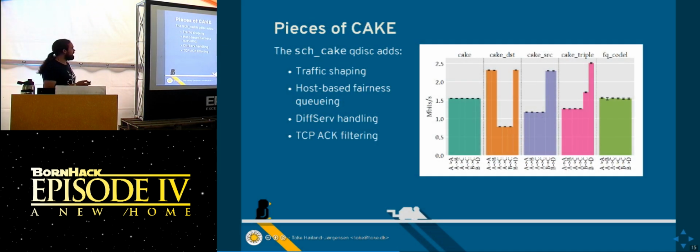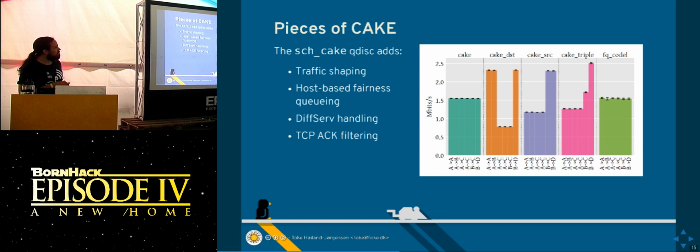We then did Piece of Cake. So we did another qdisc that's called CAKE, which does the same thing as FQ-CoDel, but then it adds a few other things. One thing is traffic shaping. I'll come back to why that is important. Then it does host-based fairness.